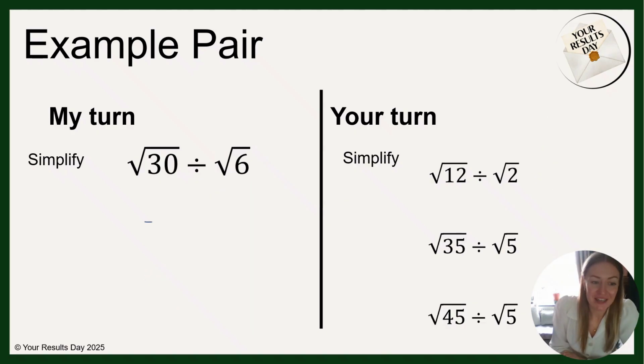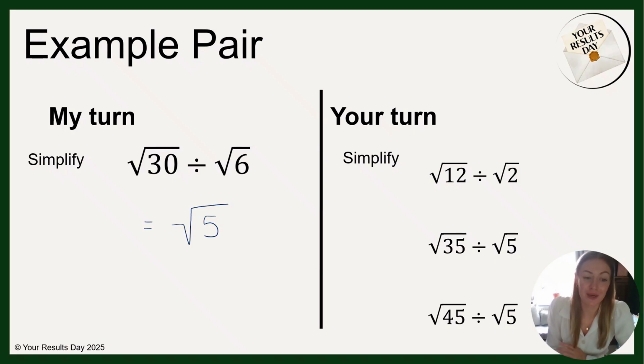And as you can probably imagine, division works in much the same way. Root 30 divided by root 6 is simply root 5 because 30 divided by 6 is 5. If you have an answer that simplifies, then make sure you do that as well, but for me root 5 is as simple as we can go. Here are 3 questions for you to have a go at. Pause the video and hit play when you're ready to see the answers.